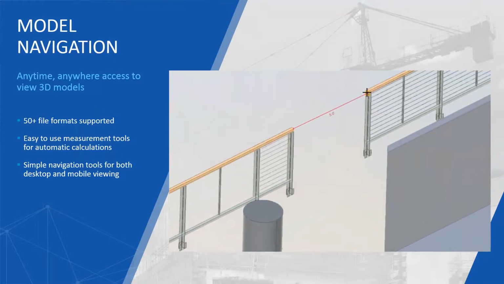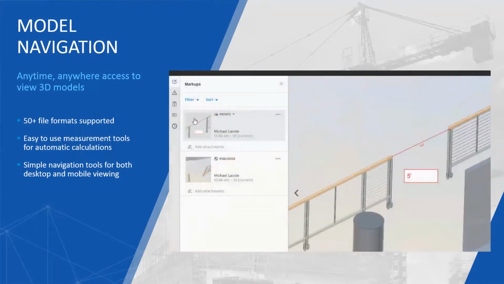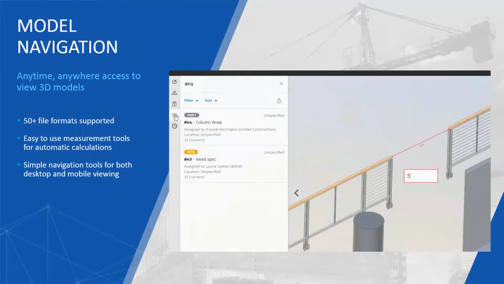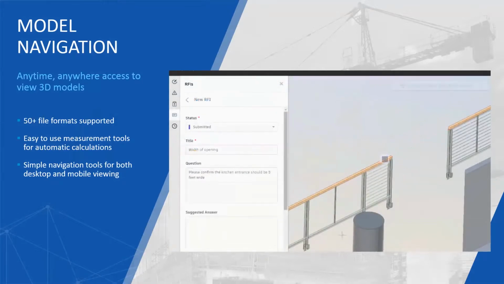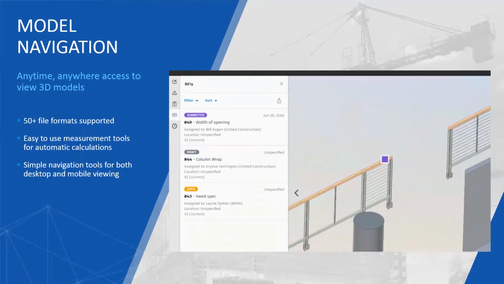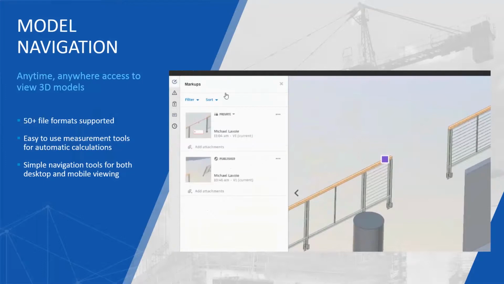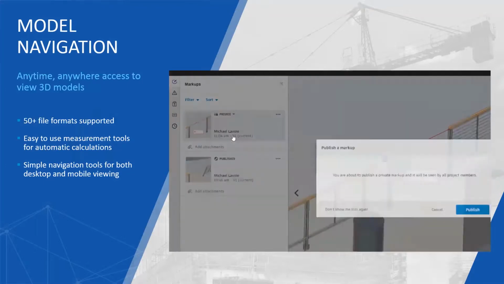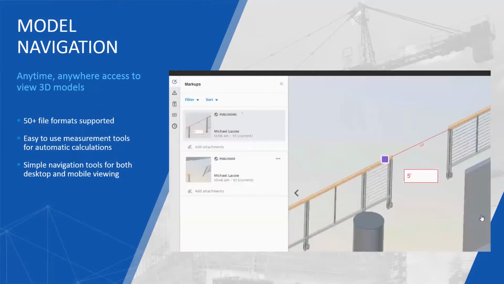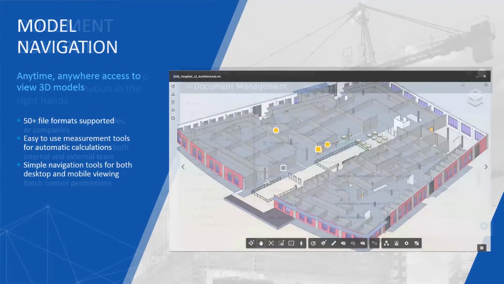We're able to take measurements as well, and we're able to then assign those issues to a particular person. That person will get a notification or an email to tell them that an issue has been logged against them, and then they have the opportunity to address it. And it also supports over 50 different file types, and you're able to navigate quite easily, both on desktop and on a mobile device as well.